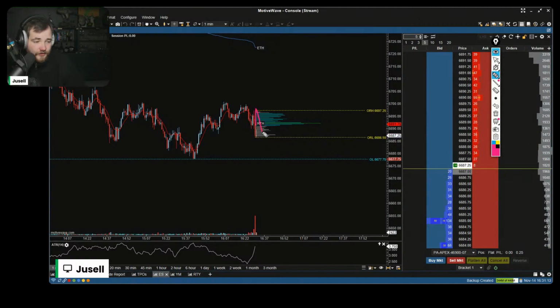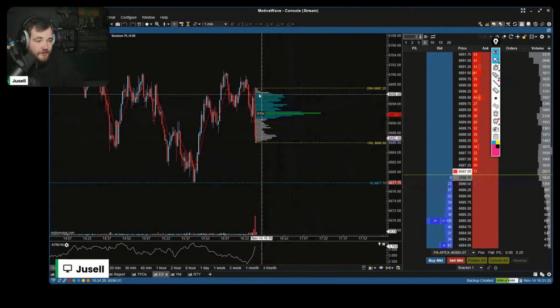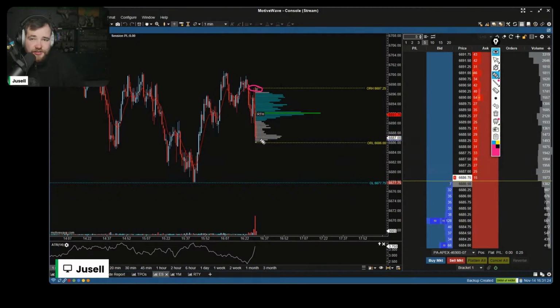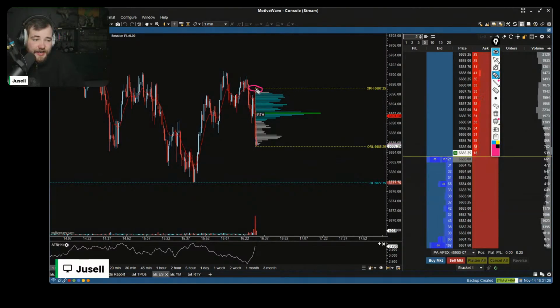All right, we're getting a move to the downside a little bit here. Opened up, and now we're moving to the downside. What I would say here in the open is this. We got some type of unfinished auction here. So this is gonna be a magnet, and we love magnets here.